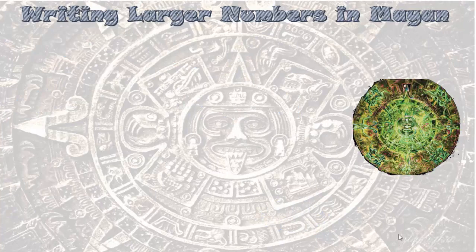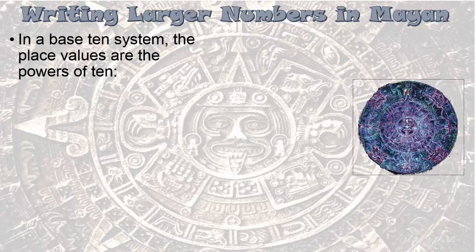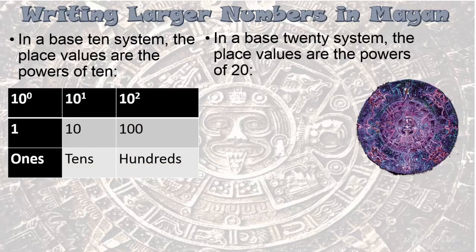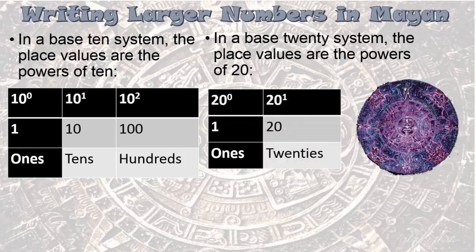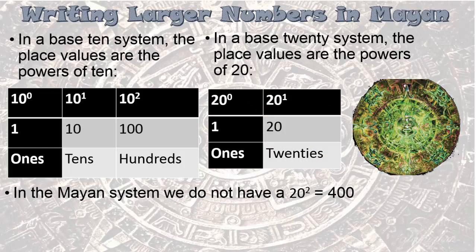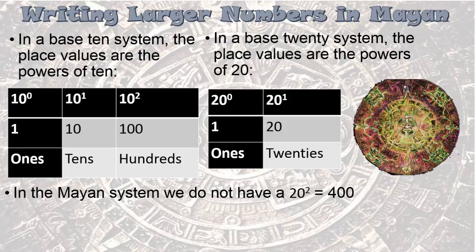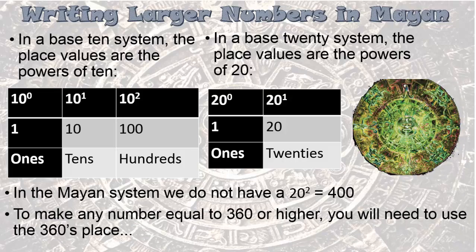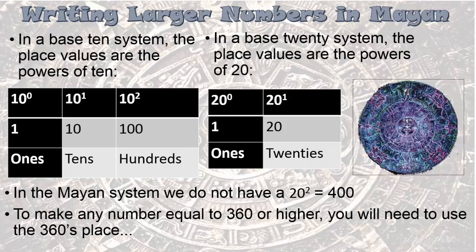Comparing the Mayan system to our system, in our system we have a base 10 system. The place values are the powers of 10, as in the following table. In a base 20 system like the Mayan system, the place values are powers of 20. But in the Mayan system, we do not have a 20 squared that is equal to 400. To make any number equal to 360 or higher, you will need to use a 360s place.